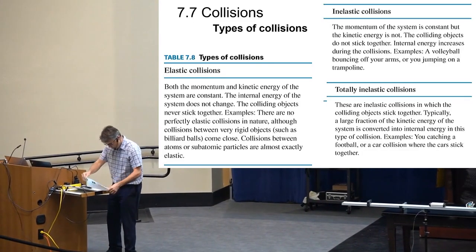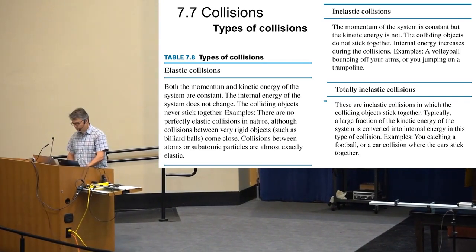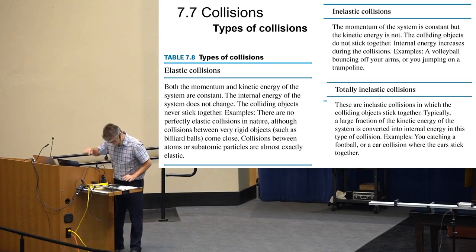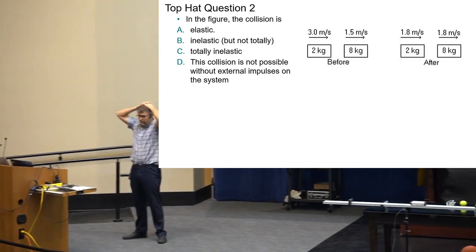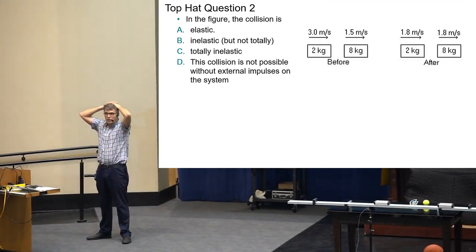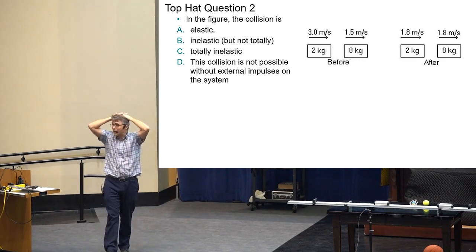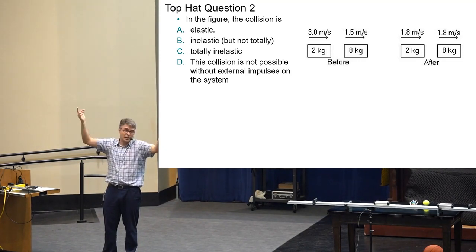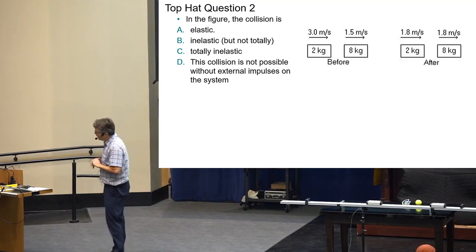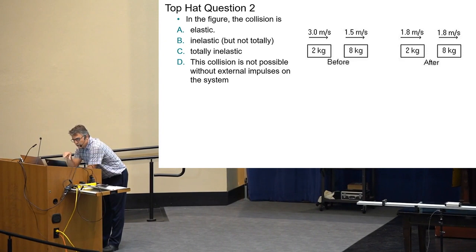Okay. Good. I have 3 top hat questions where you're looking at some data in a figure. So it looks like this. You look at the data and then try to determine, based on the data, which of these 3 kinds of collisions it is. Or is it a case where momentum's not conserved? That could happen if there was some external impulse, which you're usually supposed to neglect, but you could have an external impulse that would screw things up. So is it elastic, inelastic but not totally, or totally inelastic?